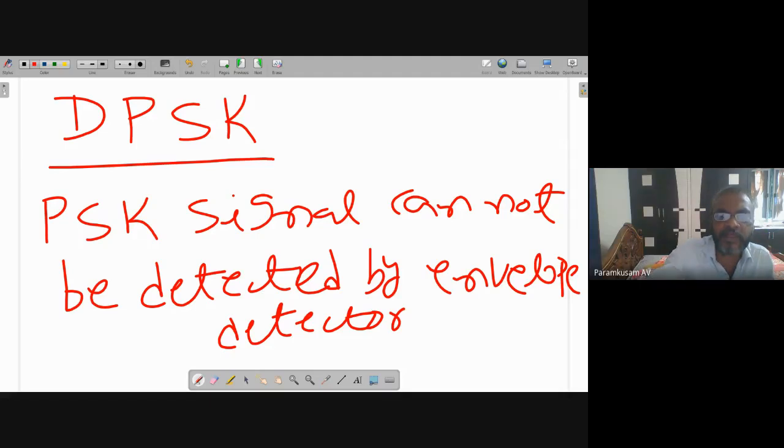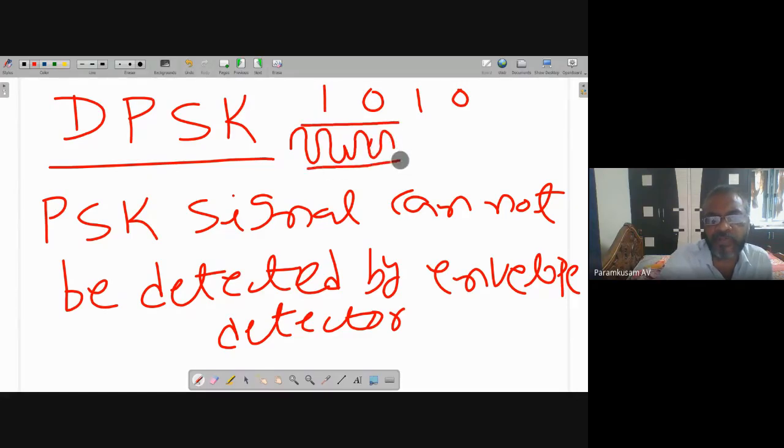వై? బికాస్ ఇన్ ఫేజ్ షిఫ్ట్ కీయింగ్ సిగ్నల్, suppose binary bits are 1 0 1 0 is there. If it is 1, then you will get cos omega naught. If it is 0, you will get minus cos omega naught. So whatever it may be, the amplitude is same, no? Again, 1 means cos omega naught. 0 means minus cos omega naught.